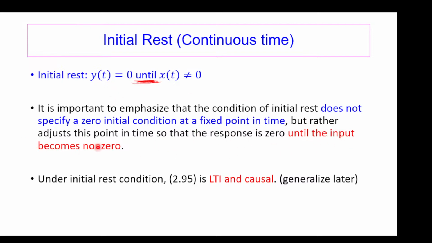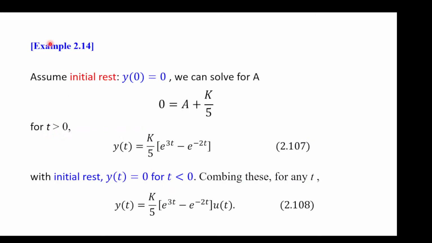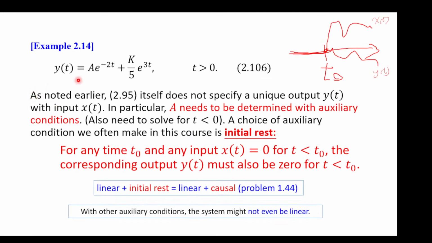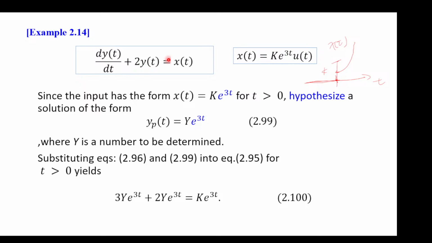And also, as we will prove more generally later, with this initial rest condition, this system is LTI and causal. It's kind of going backward: we assume initial rest all the time, and then we try to put a different x of t here. Then the solution to this will be LTI and causal.